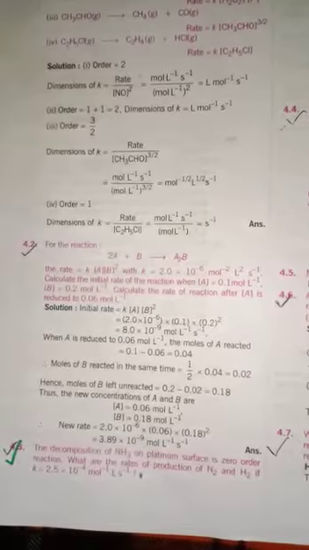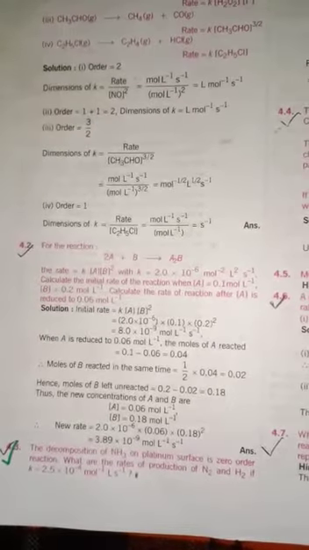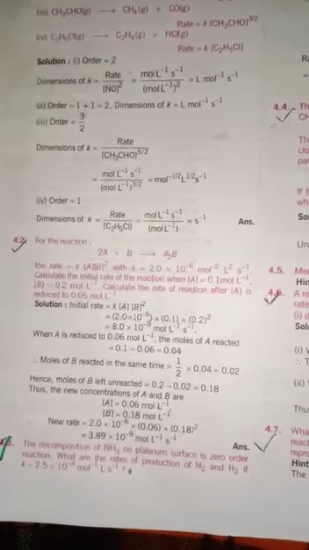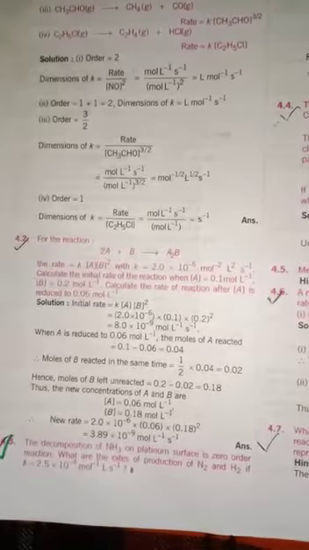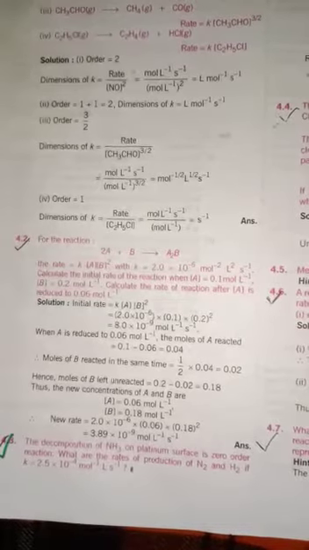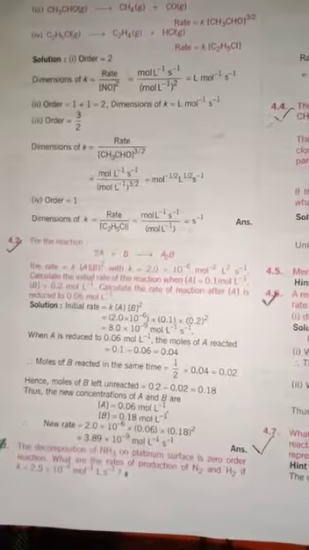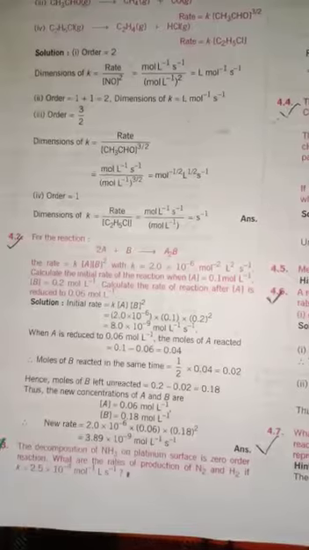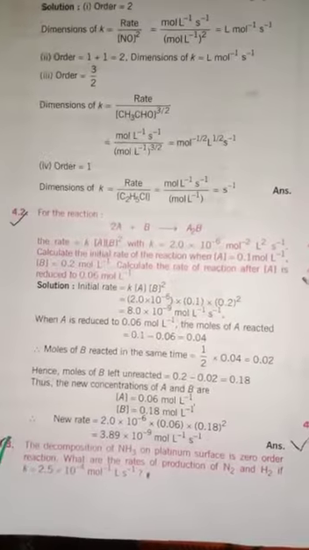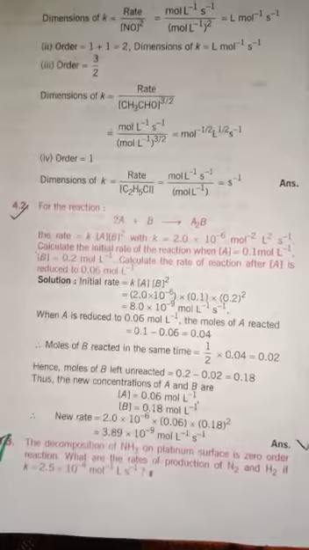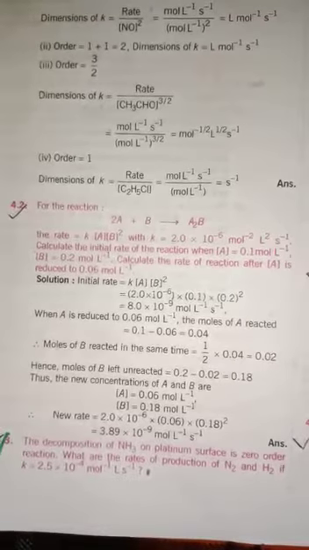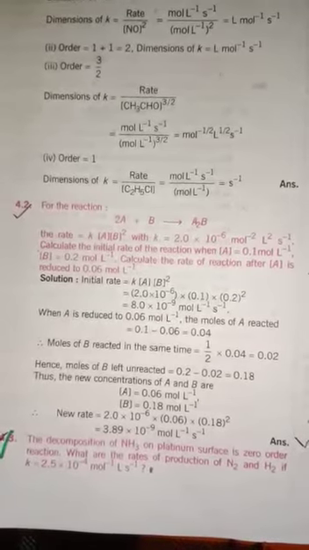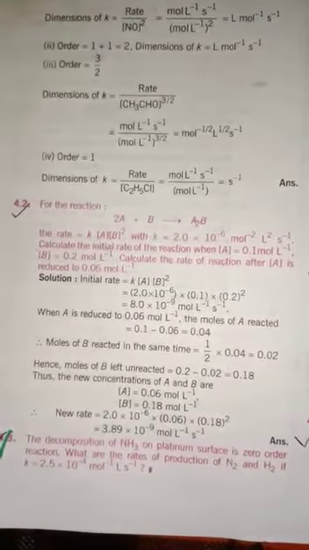per second. Calculate the initial rate of reaction when [A] is equal to 0.1 mol per liter and [B] is equal to 0.2 mol per liter. Calculate the rate of reaction after [A] is reduced to 0.06 mol per liter. So the solution of these questions: by the formula, initial rate = K [A][B]^2. Put all the values of [A] and [B], then you get the answer.